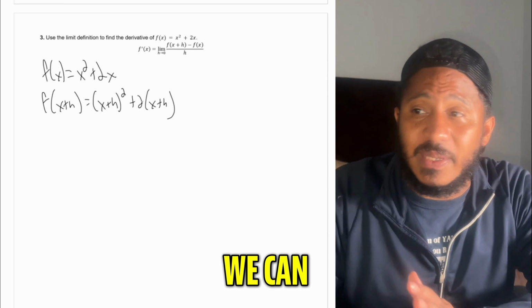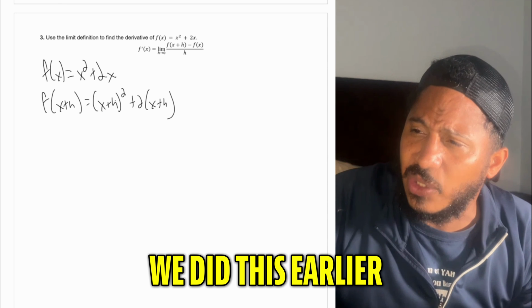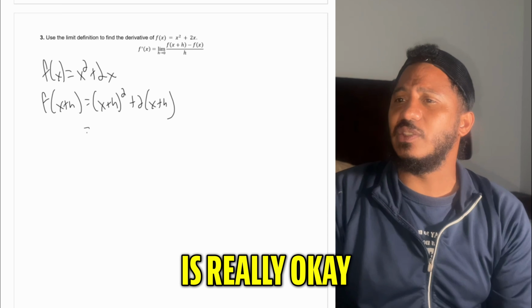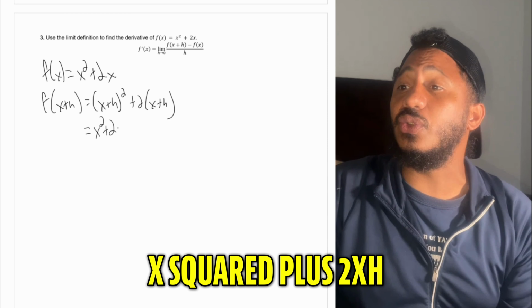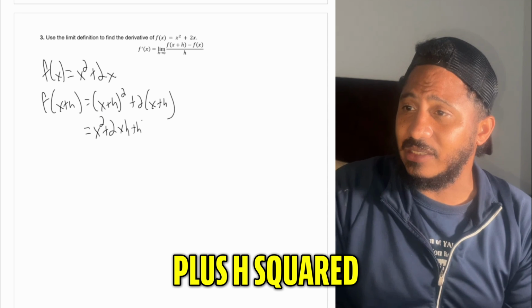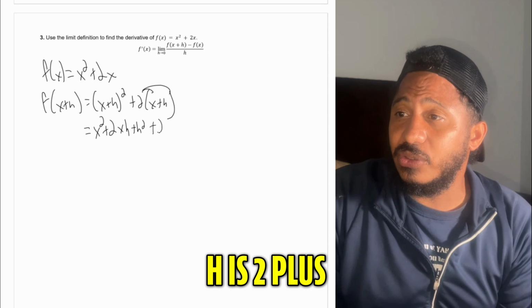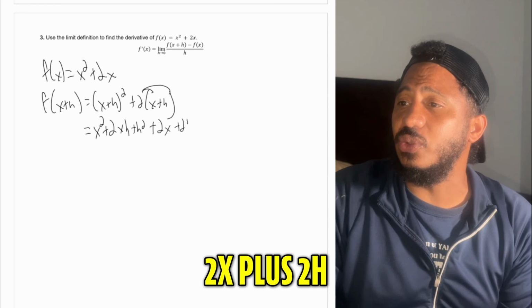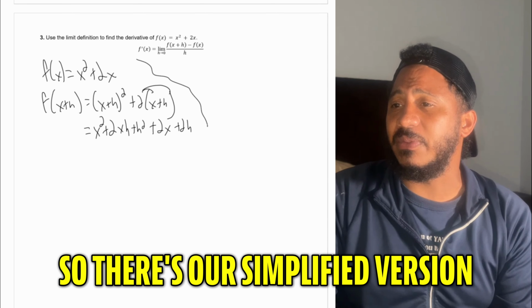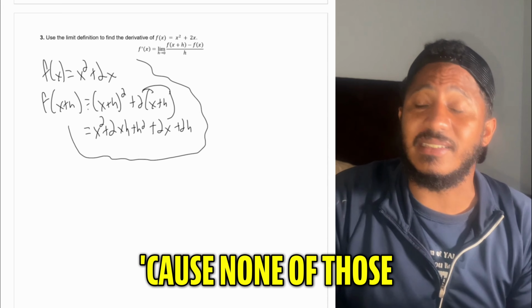Let's simplify as best we can. How do we simplify it? Well, we did this earlier. x plus h squared is really x squared plus 2xh plus h squared. Distributing here, 2 times x plus h is 2x plus 2h. Okay, so there's our simplified version. There's nothing we can combine because none of those are like terms.